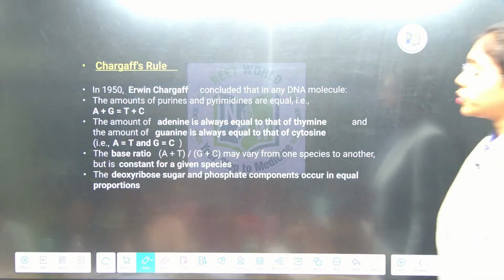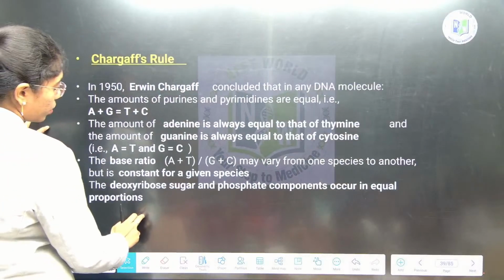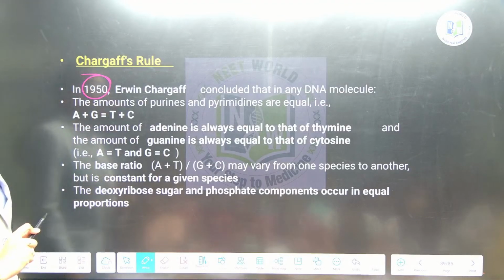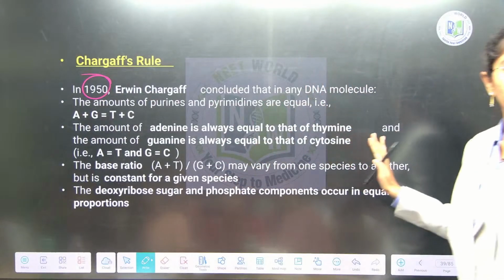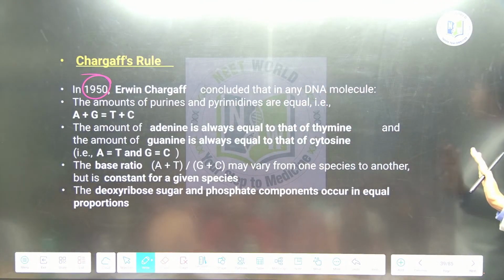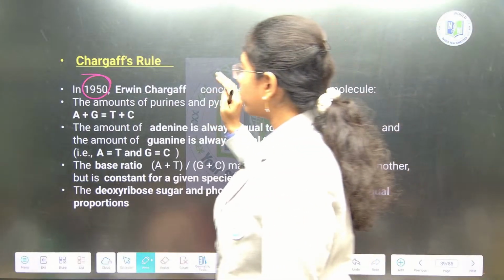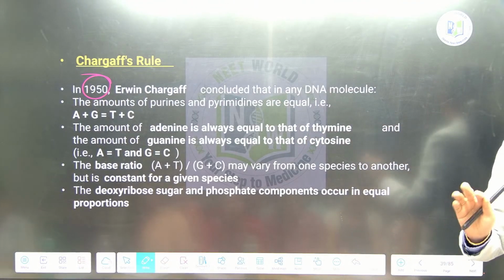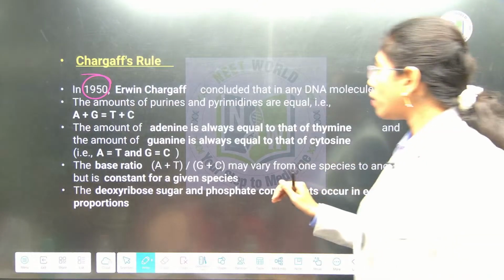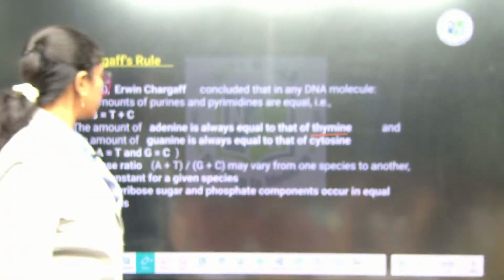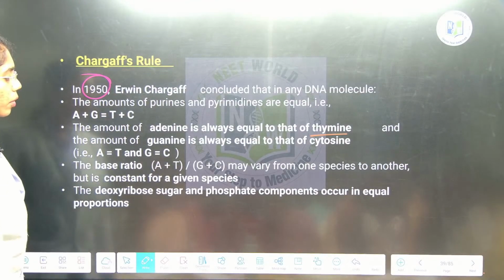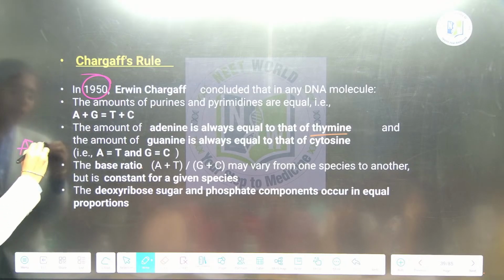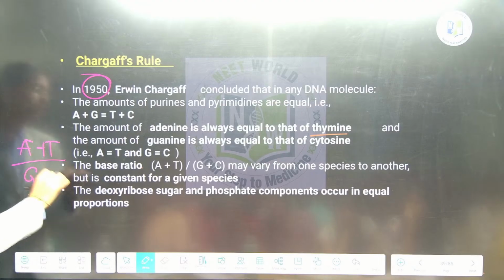Just look into the Chargaff's rule which was proposed by looking into the double helical model of DNA. It is Erwin Chargaff in the year 1950. This will be with you only, you can copy later as well. We are running out of the syllabus. Erwin Chargaff in the year 1950 concluded that any DNA will be having equal amount of purines and pyrimidines. The amount of adenine is always equal to the amount of thymine, and amount of guanine is always equal to the amount of cytosine. Then comes the concept of base ratio, that is adenine plus thymine by guanine plus cytosine.